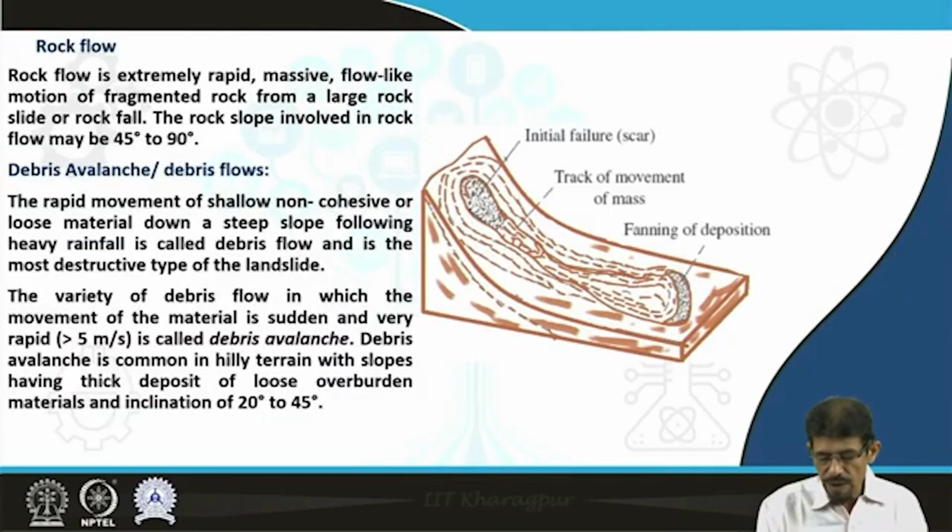Rock flow, as indicated here through this diagram, you can see initially this mass is ruptured from the original ground and then starts moving, the trunk of the movement of the mass, and then fanning out and settling at the toe side downward. See, rock flow is extremely rapid but less than rock fall.